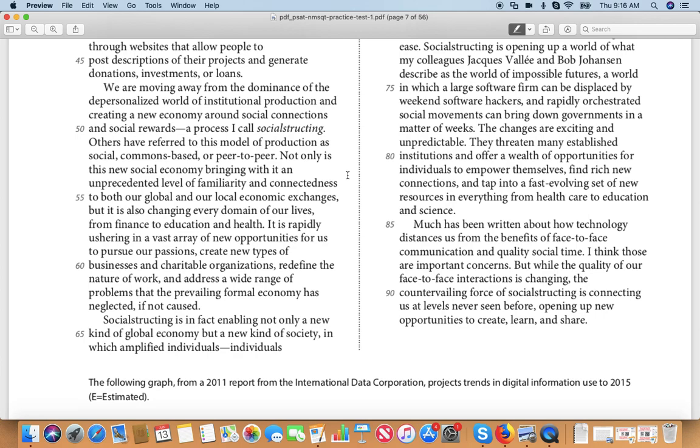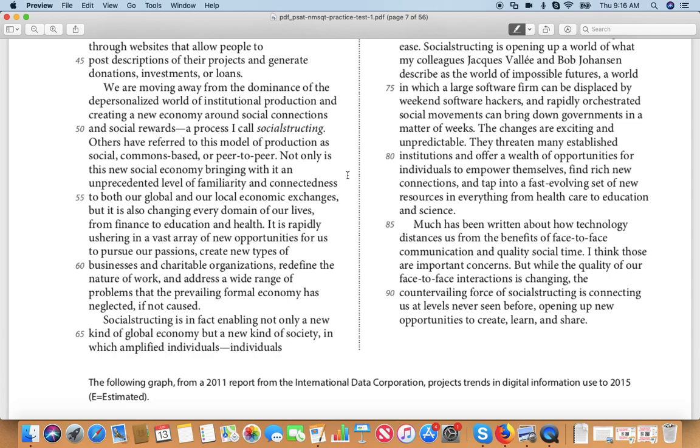We are moving away from the dominance of the depersonalized world of institutional production and creating a new economy around social connections and social rewards, a process I call social structuring. Okay, I'm going to stop you. I want to discuss that sentence here.